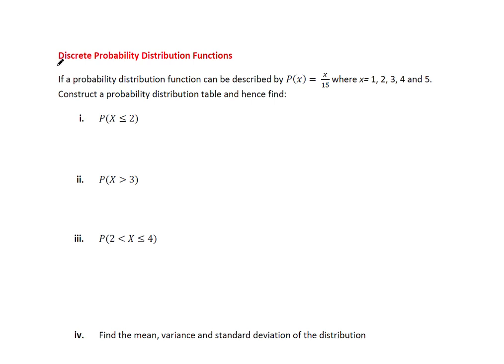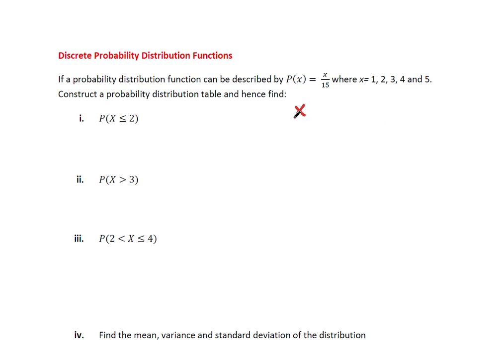So here we are told that if a probability distribution function can be described using this expression, P of x equal x over 15, where x is equal to the discrete values of 1, 2, 3, 4, and 5, we're asked to construct a probability distribution table and hence find these three probabilities. So I'm going to construct a probability distribution table here.